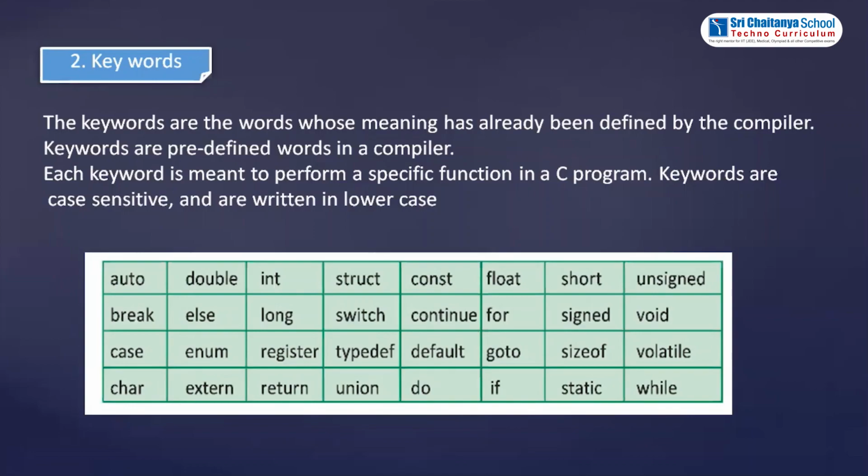And remember children, how many keywords does the C language have? It has 32 inbuilt keywords.